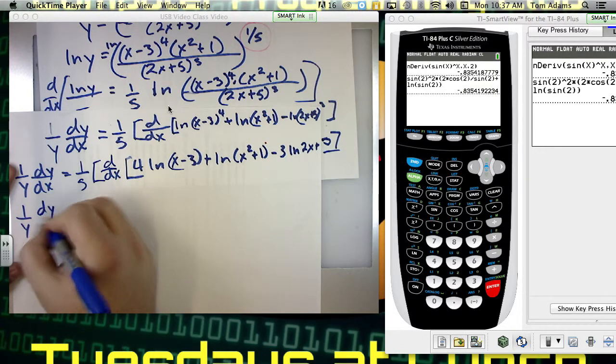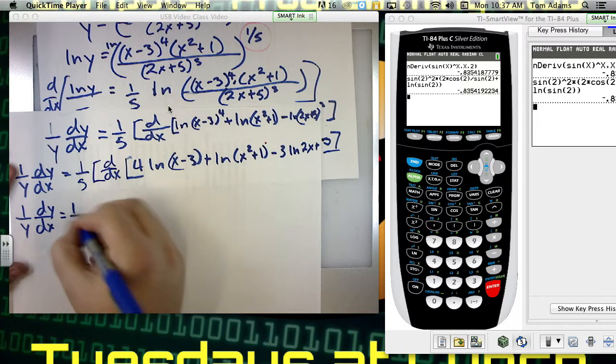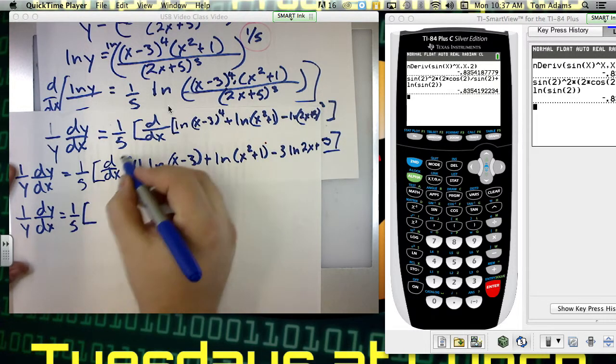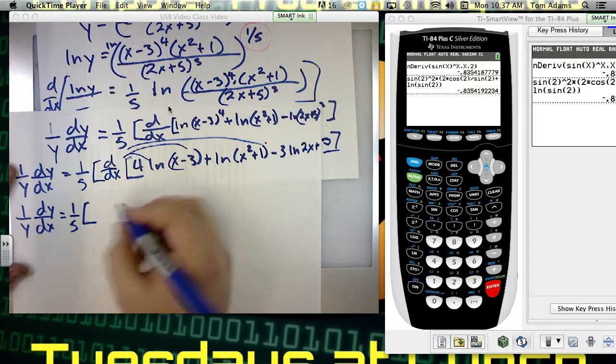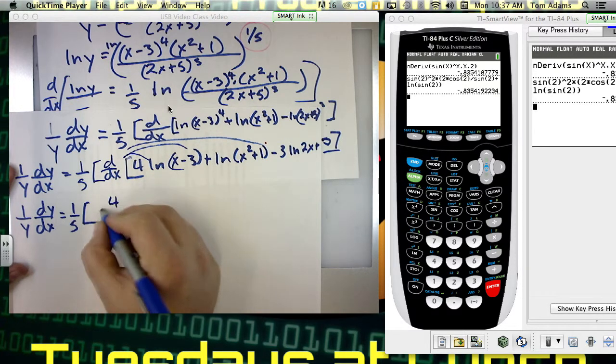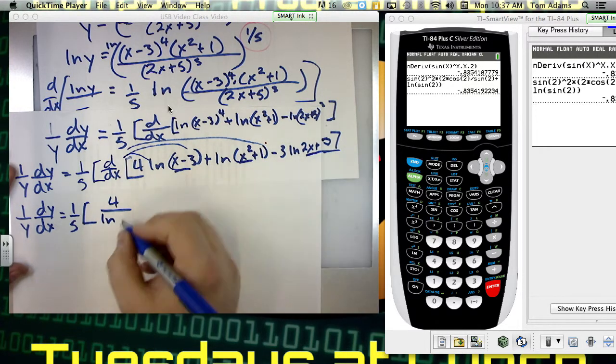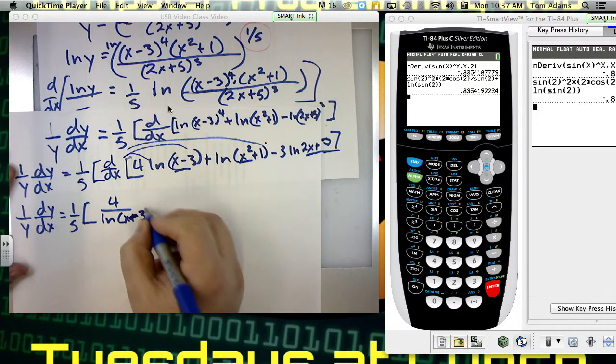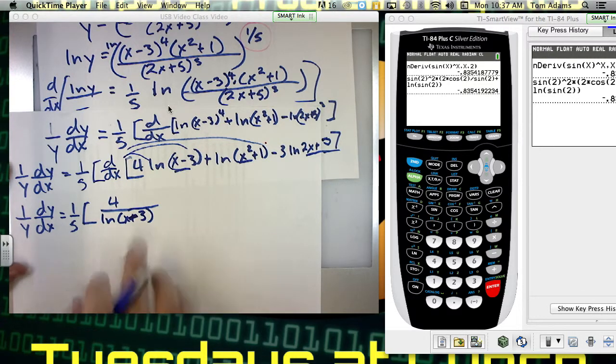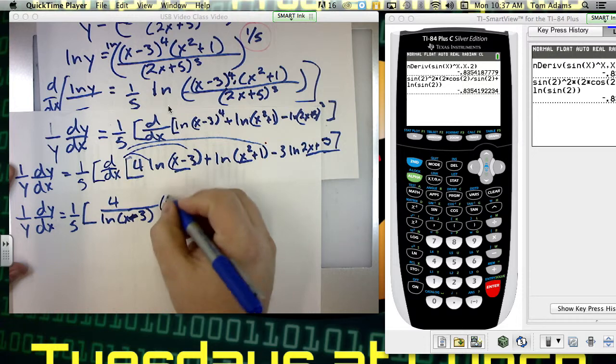Now, the benefit in that is that when I go to take the derivative, I've got 1 over y dy/dx is equal to the 1/5 that's tossed to the front. When I take the derivative for each one of these, I get 4 over u, where u is the stuff on the inside. In other words, it'll be 1 over u, and then you tack on the derivative. Well, what's the derivative of x minus 3? It's just 1. So I'm going to write them in so you guys see it.